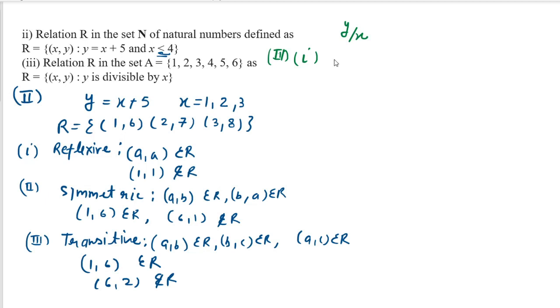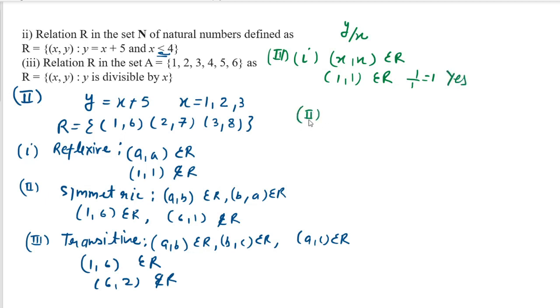So I can say one thing, children, over here, that (x, x) belongs to R. Like, I can say (1, 1) belongs to R. Why? Because if y is equal to 1 and x is equal to 1, then 1 upon 1 is equal to 1. So it is divisible. So you can say this is reflexive. Yes, this is reflexive.